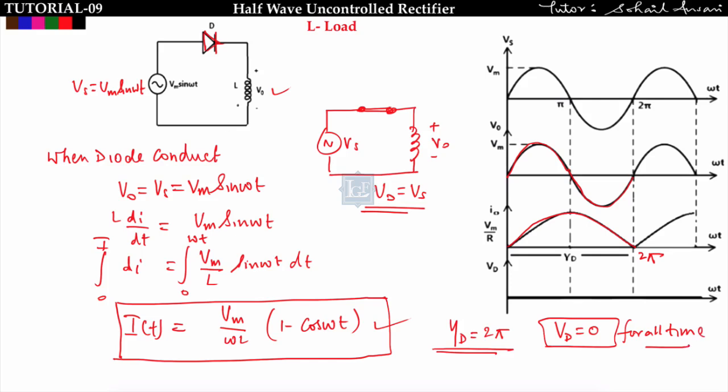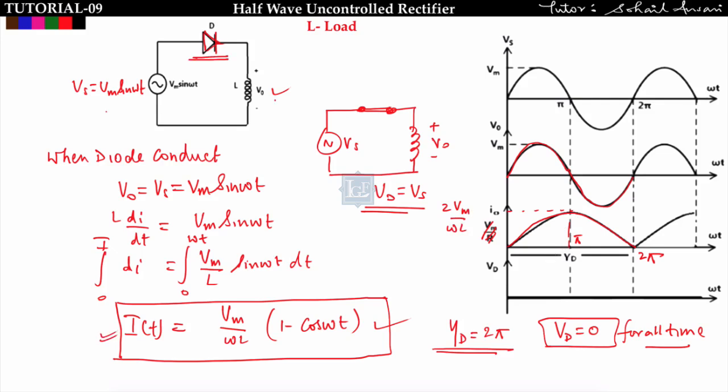Got it? So when I take a purely inductive load, the current rises from 0 and reaches its maximum at pi. Put omega t equal to pi, and you get 2 Vm upon omega L. So this is not Vm upon R, this will be 2 Vm upon omega L. The maximum current I am getting is 2 Vm upon omega L at pi.